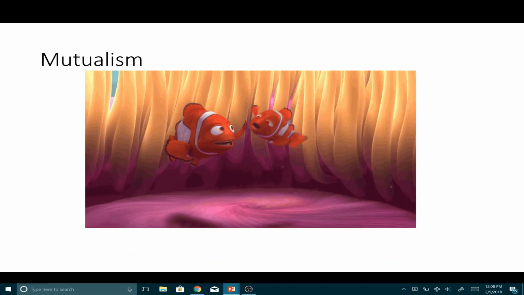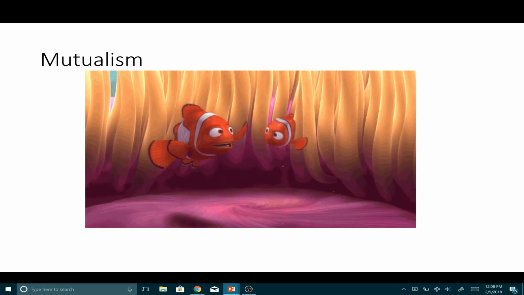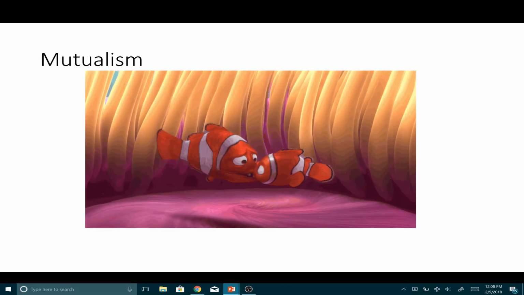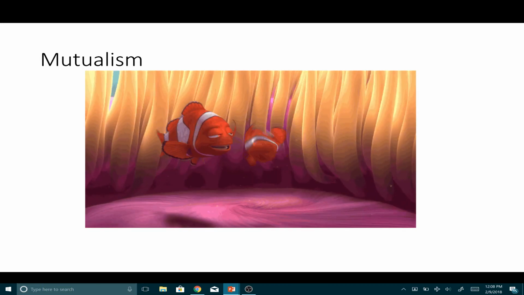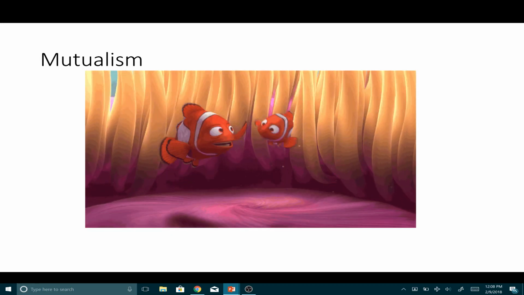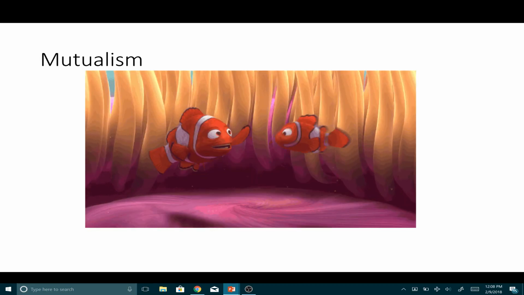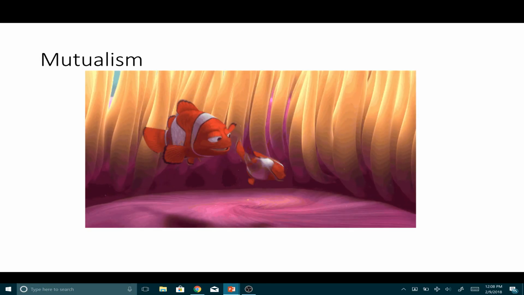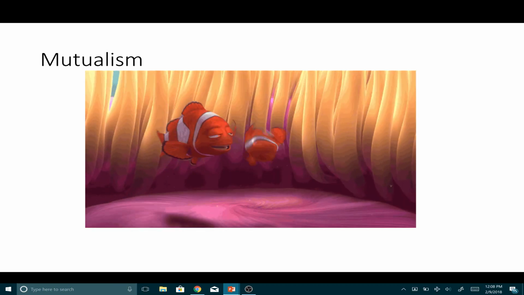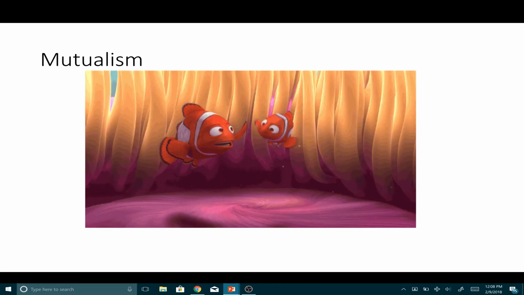So we're going to start off with mutualism. Here you have Marlin and Nemo in their sea anemone. This is going to be an example of mutualism. Here, both organisms are going to benefit from the relationship. You have the clownfish here, which is receiving shelter and protection from the sea anemone.